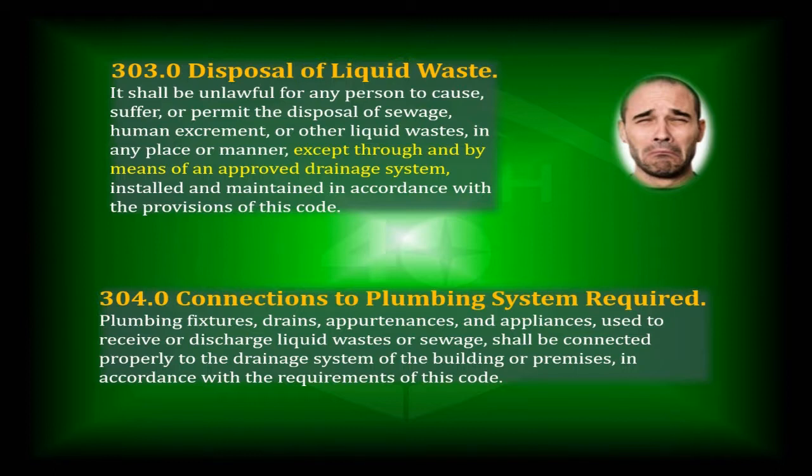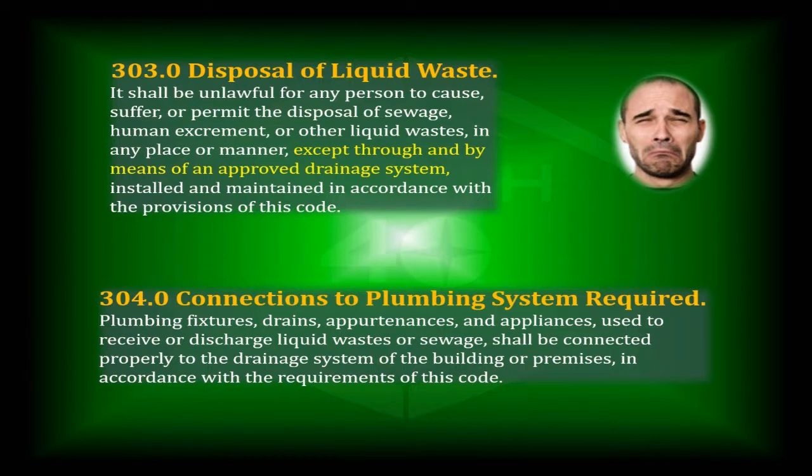303, disposal of liquid waste. It shall be unlawful for any person to cause, suffer, or permit the disposal of sewage, human excrement, or other liquid wastes in any place or manner except through and by means of an approved drainage system, installed and maintained in accordance with the provisions of this code. Again, to sum it up, don't get rid of waste except through an approved drainage system. 304, connections to plumbing systems are required.